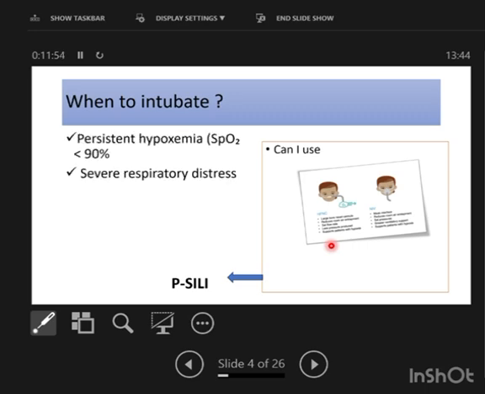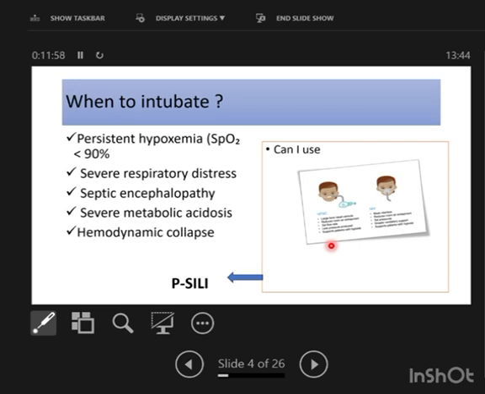Now, persistent hypoxemia, severe respiratory distress, as I told, PF ratio less than 200, septic shock, hemodynamic collapse, and severe metabolic acidosis. These are some of the things for which we will aim for intubation. But the real ground problem is, the primary consultant will say do not intubate. Relatives will say do not intubate. You as an intensivist have to take a decision. What are my factors and why do I need an intubation.